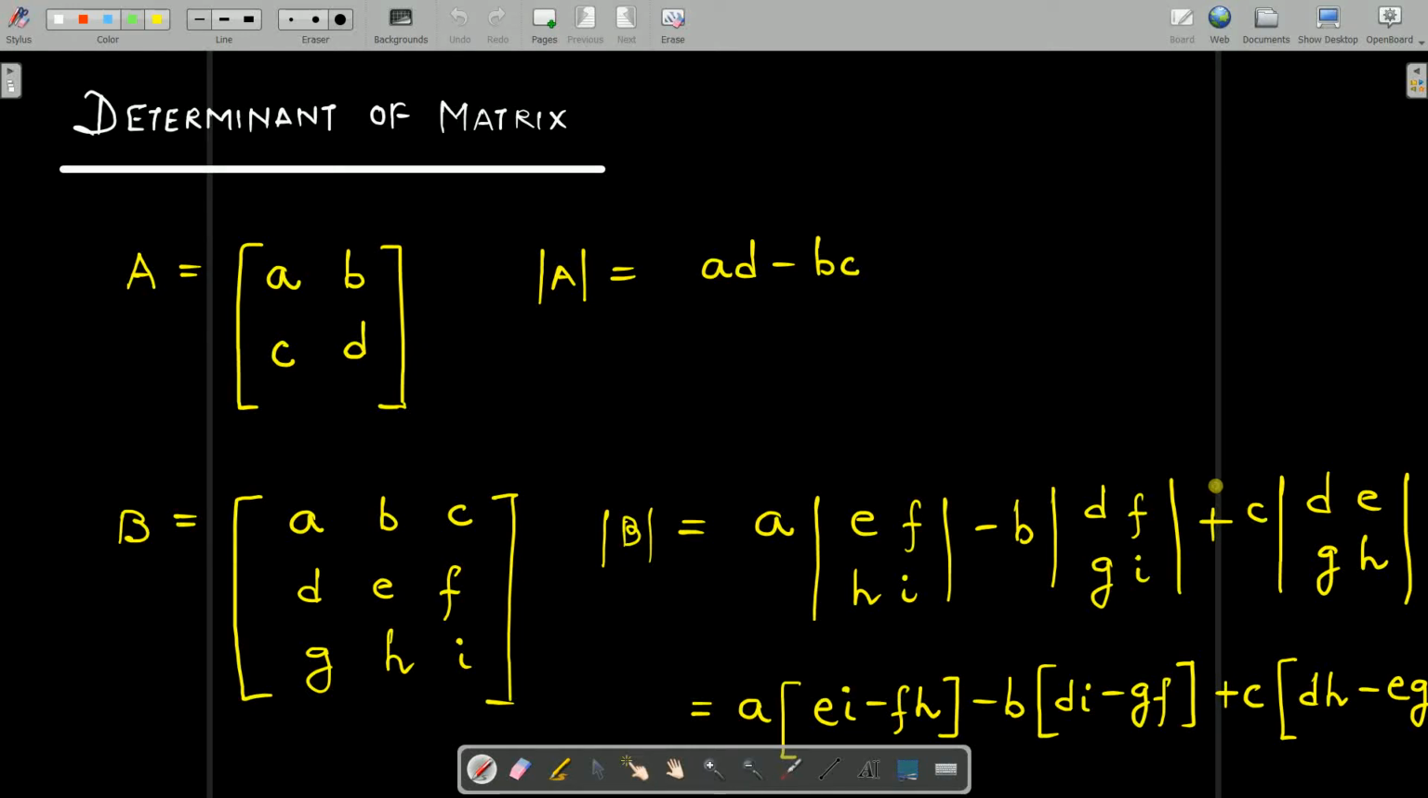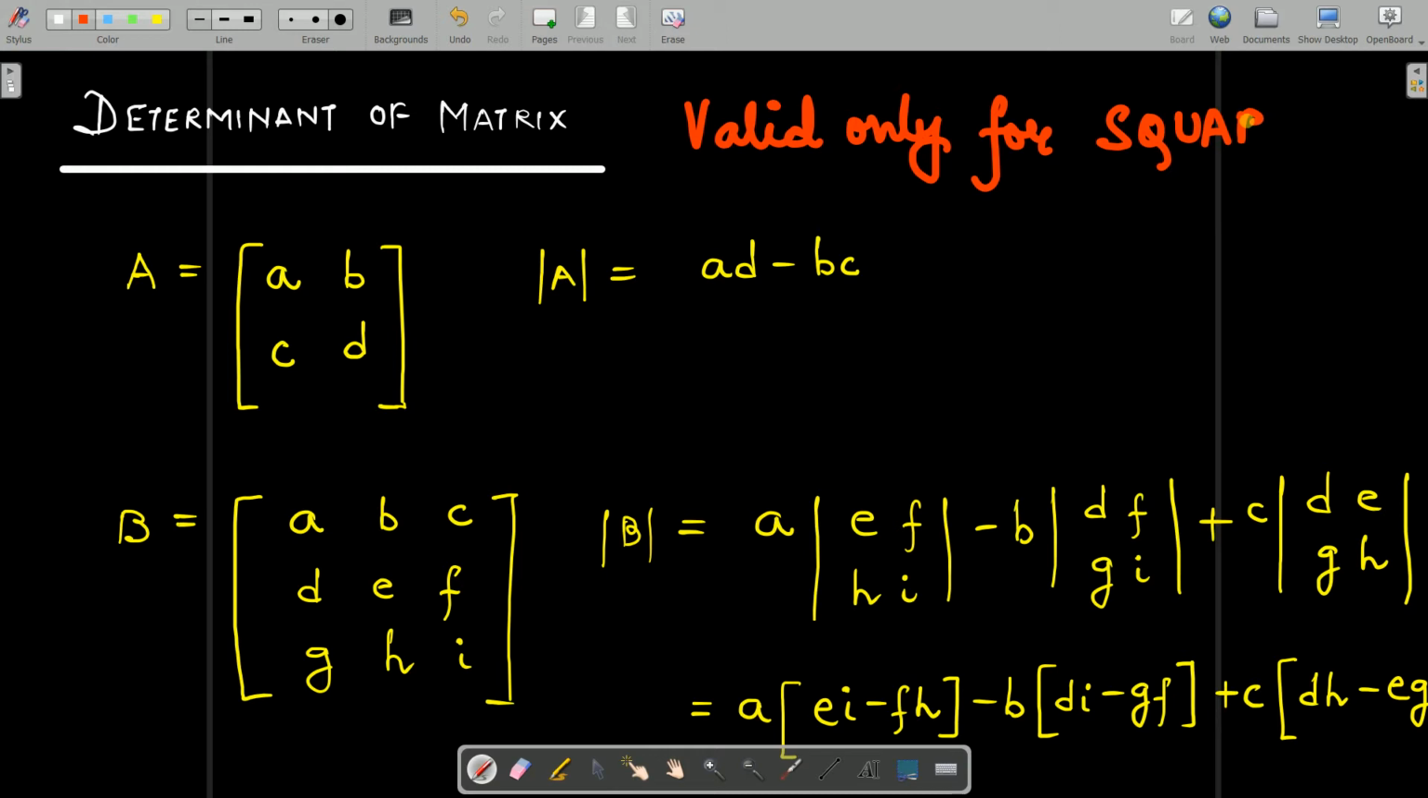Determinant of a matrix. If you are interested in finding the determinant of any matrix, I have just simplified it. Let us consider a 2 cross 2 matrix, and before entering into determinant you should keep in mind that the determinant concept is valid only for square matrices. It is not valid for rectangular or non-square matrices. Fine. So now let us consider we have a 2 cross 2 matrix which is A, B, C, D.